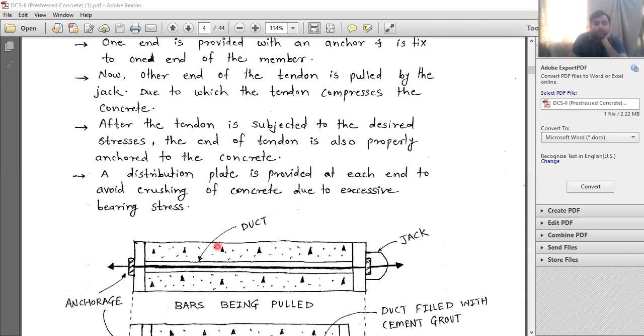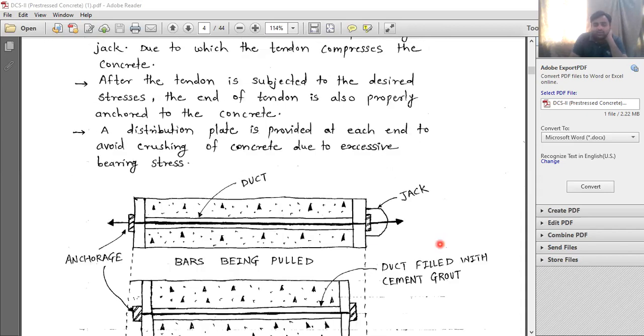Okay. So a distribution plate is provided at each end to avoid the crushing of concrete due to excessive bearing stress. Now here, what we can say, a bearing plate is provided. Bearing plate, why is it provided? So that the force will be transferred uniformly throughout the whole cross section. Okay, so that is the role of that bearing plate.